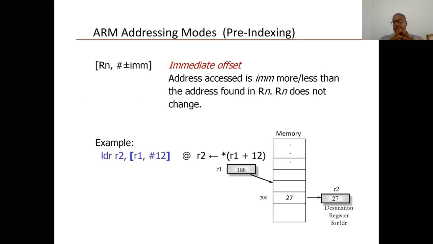Now see this is the example. This is an example of pre-indexing addressing mode. Here, LDR means load instruction: R2, comma, content of R1, comma, hash 12. This can be taken as an example for a load instruction, and also as an example for pre-indexing addressing mode. Whenever I encounter LDR, it means load operation. Loading means taking something from memory and placing it in a register.